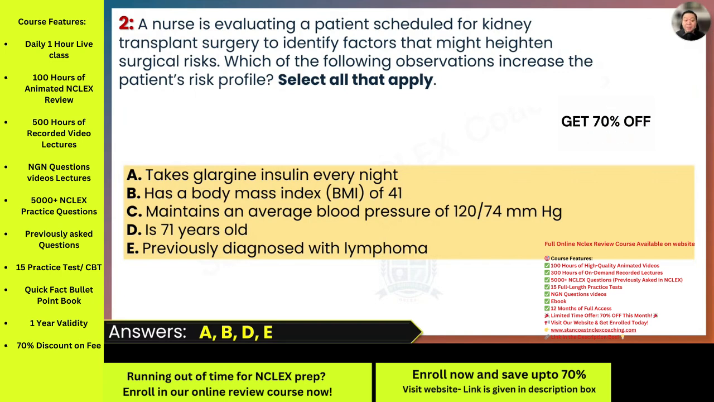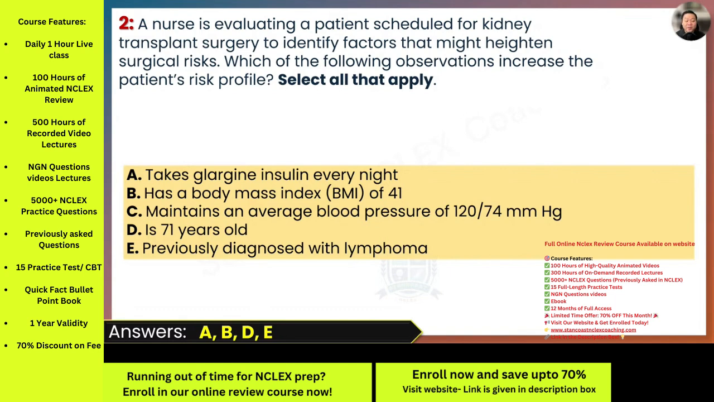Well, we know that diabetes is a major risk factor that increases the client's risk of complications during and after surgery, especially with kidney transplantation. And the glargine insulin is known to help control the blood sugar levels, and diabetes can also lead to several issues. It will delay the wound healing. There's going to be issues with immunosuppression, and there's higher risk of infections as well.